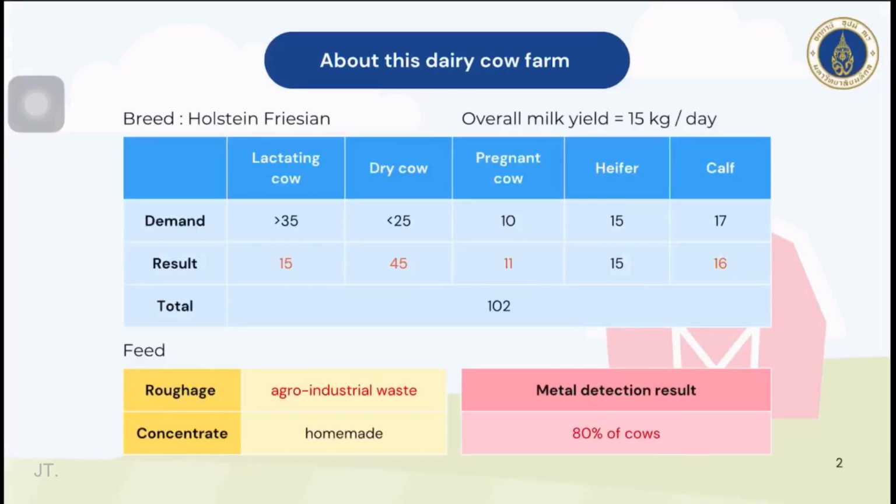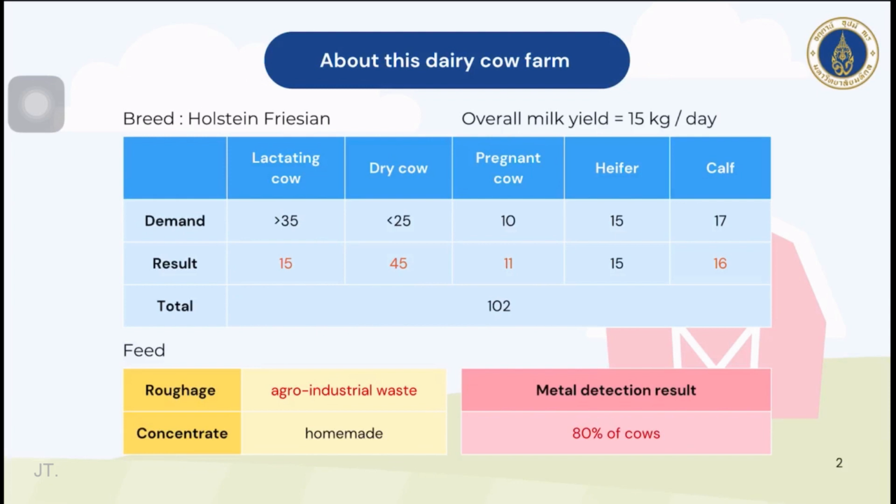Our topic is managing the daily call cycle. In this dairy farm, the total number of cows is 102 and the rate is constant. This is the number of cows and demand in each state. Overall milk yield is 15 kg per day. For the feed, roughage is made of growing industrial waste and concentrate is homemade.